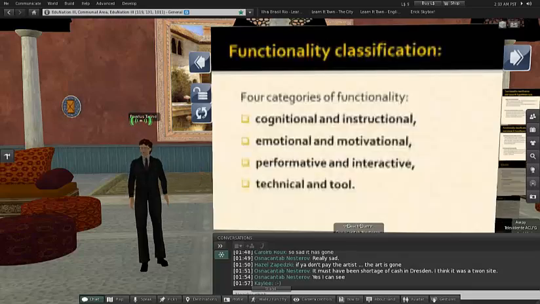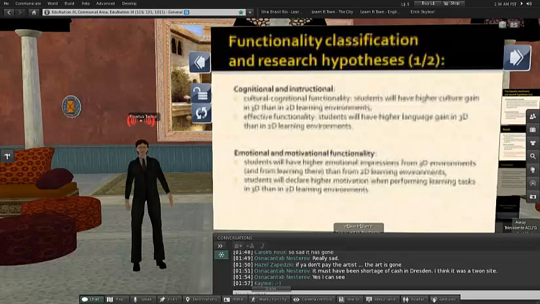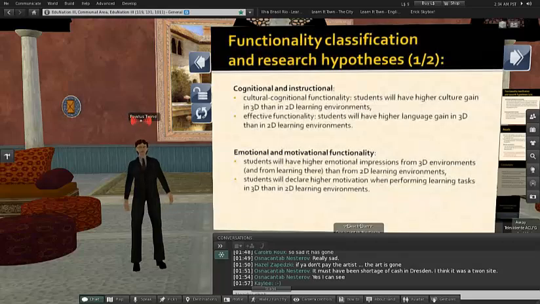Okay. Now, coming to functionality, this was the main part, because today's presentation is actually a research presentation. So I would like to concentrate on the key functionality. I had the following classification. I distinguished 4 categories of functionality: cognitional and instructional, emotional and motivational, performative and interactive, and technical and tool. Each of them I divided into 2. I will not discuss them at the moment because time does not allow. I will just read them, but I think it's pretty clear.